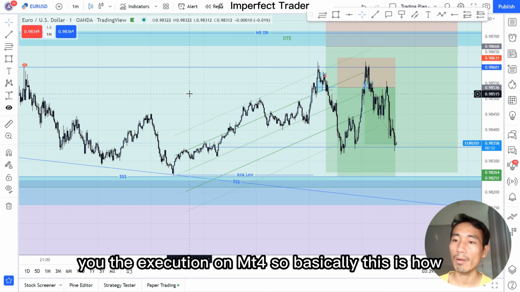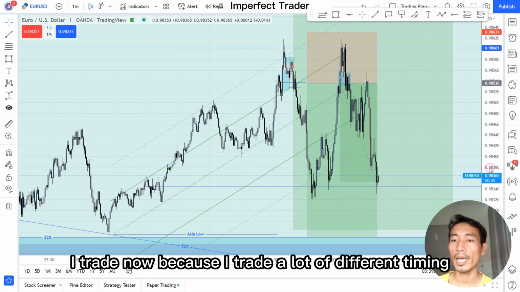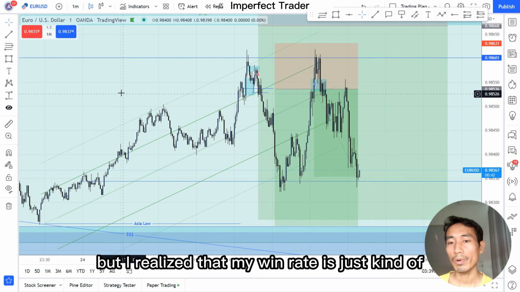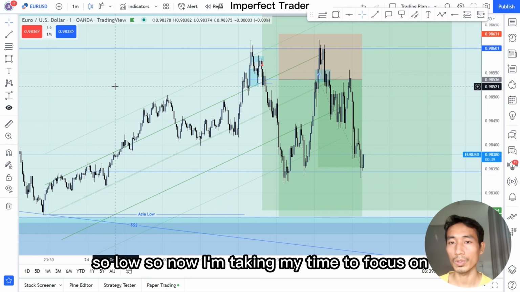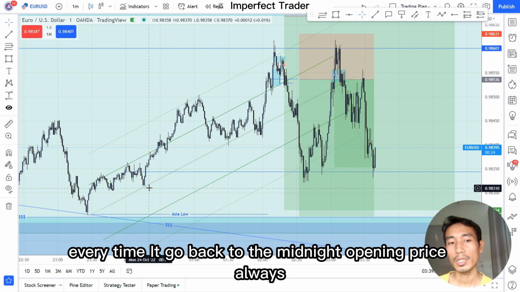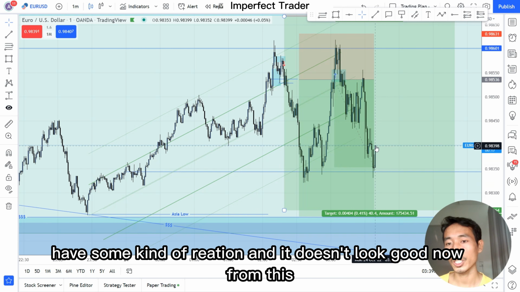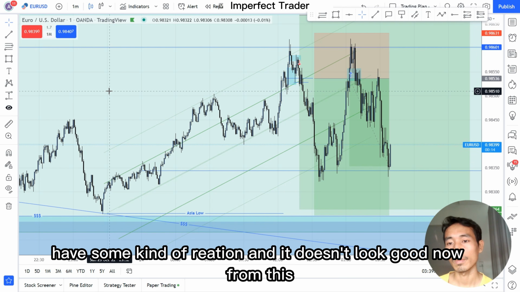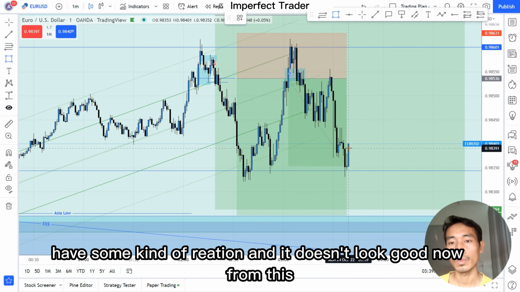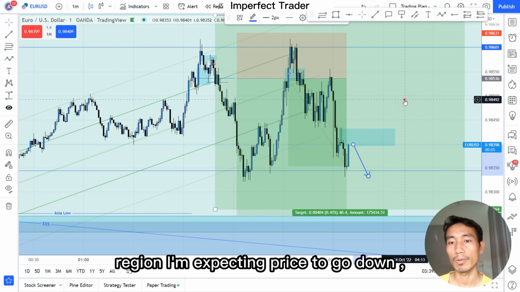So basically this is how I trade. Because I trade a lot of different timings, but I realize that my win rate is just kind of low, so I'm taking my time to focus on the kill zone to improve my strike rate and win rate. Every time it goes back to the midnight opening, price always has some kind of reaction, and it doesn't look good. Now from this region, I'm expecting price to go down.